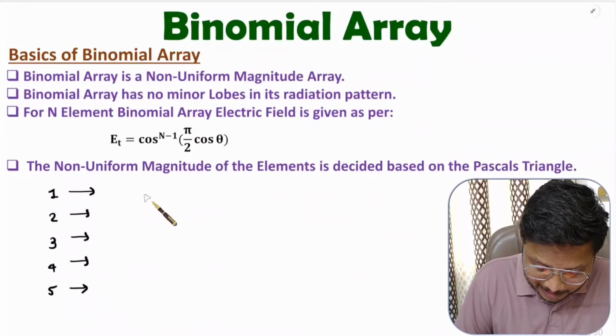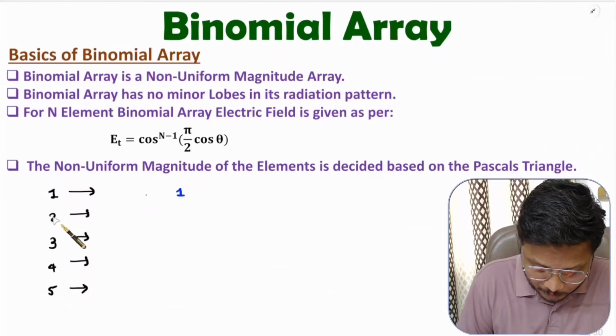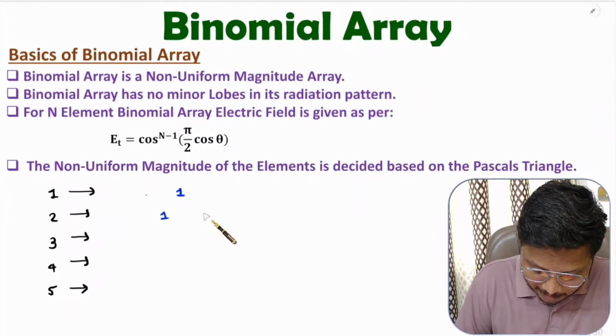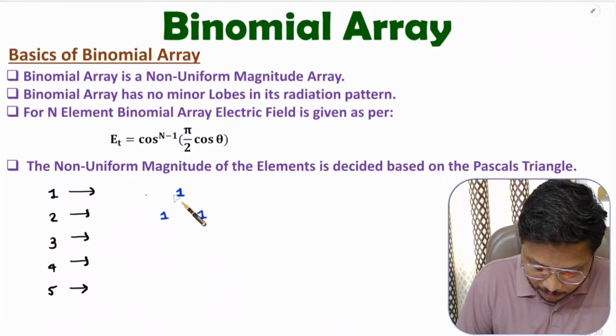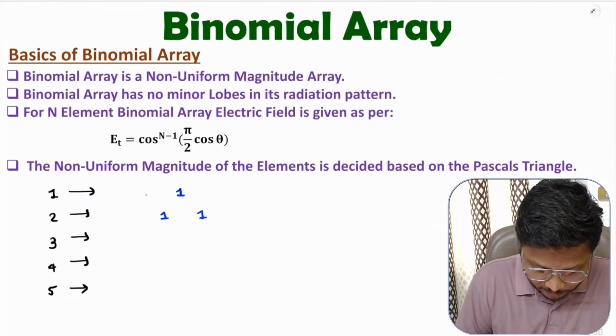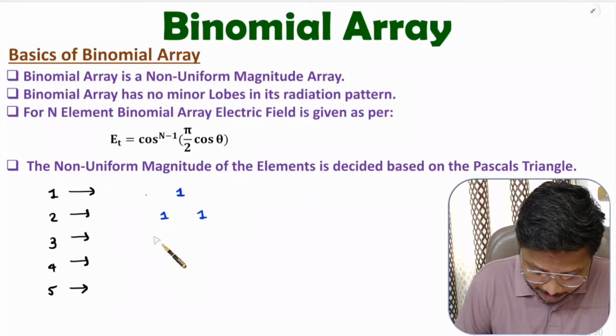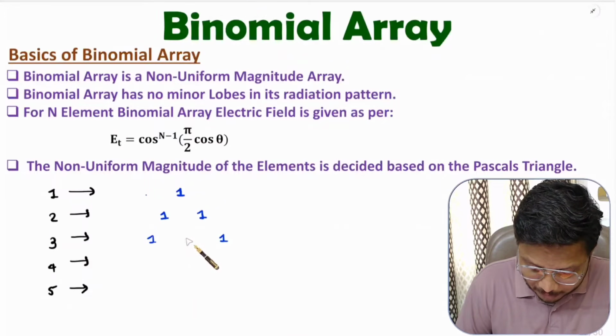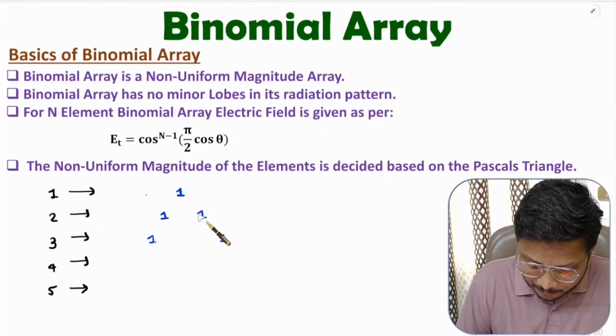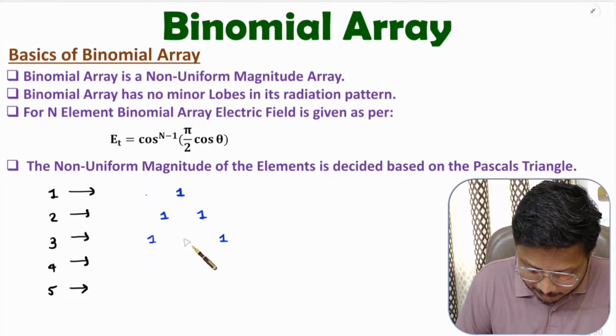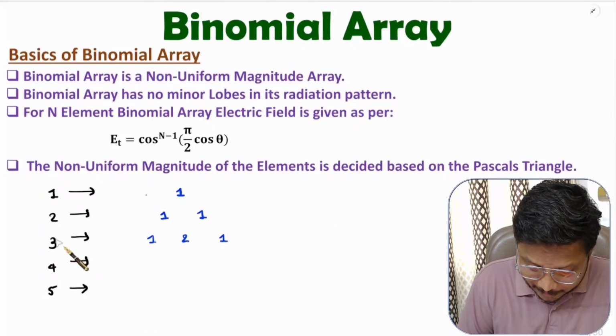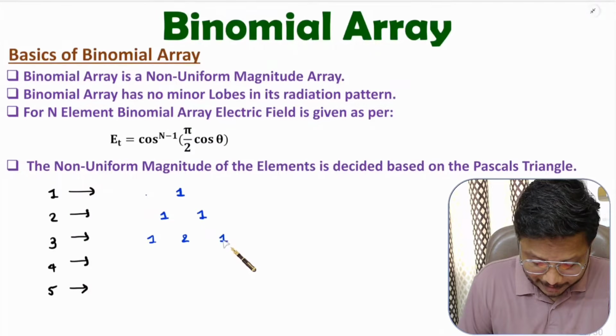If you have one element, then the magnitude of current is 1 over here. If you have two elements, then you will have to form a triangle. So here we will be having 1, here we will be having 1. Now we have formed a triangle over here. If you have 3 elements, then 1 will come here, this 1 will come here, and in the middle you will have to add these two elements' magnitude. So 1 plus 1, that will be 2. So in 3 elements, the current distribution will be as per 1, 2, 1, right?